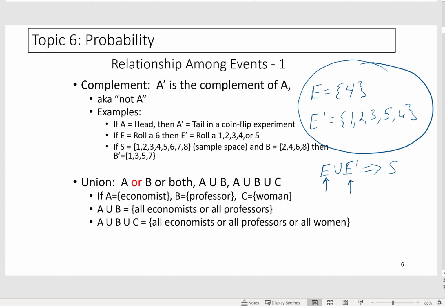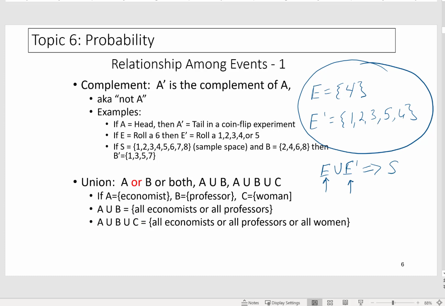So if I had economists as A, B is a professor and C is woman, A union B would be all economists or all professors. If I union A, union B, union C, then that would be all economists or all professors or all women.